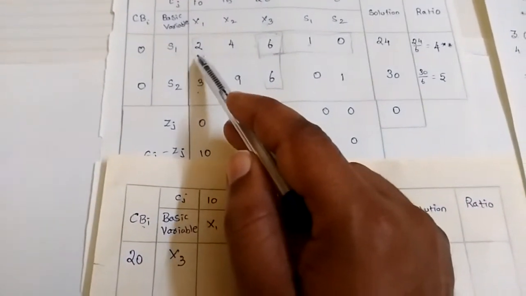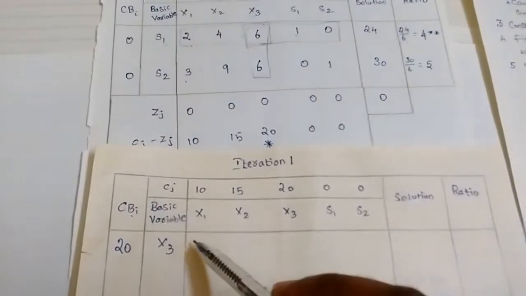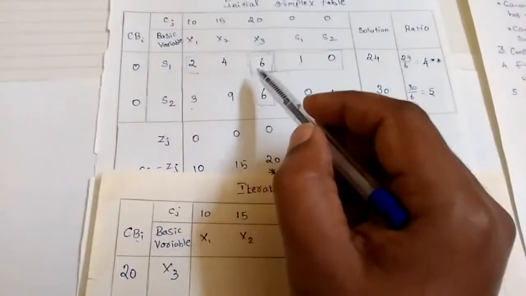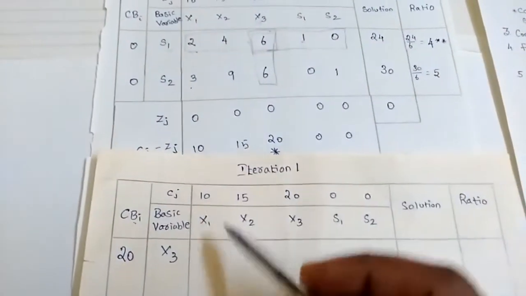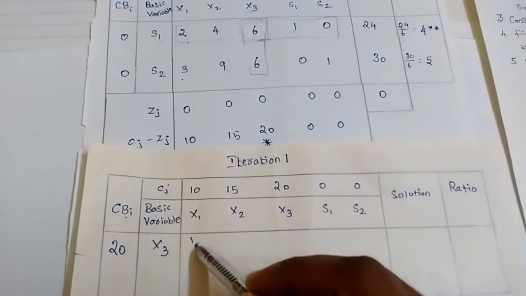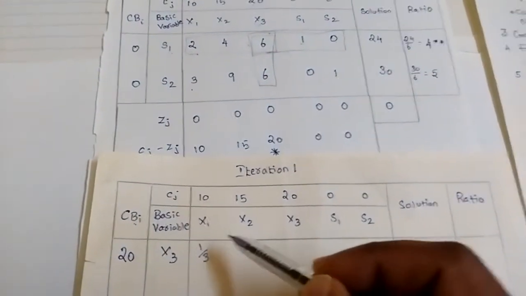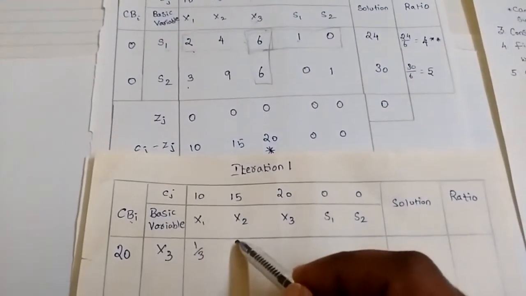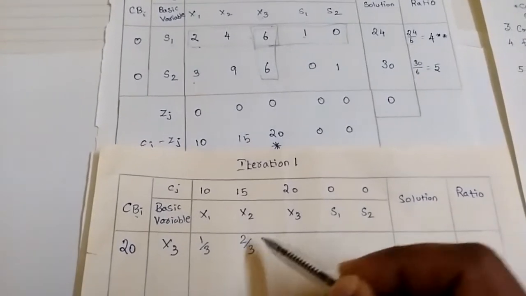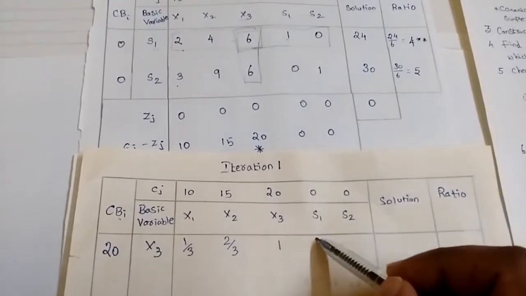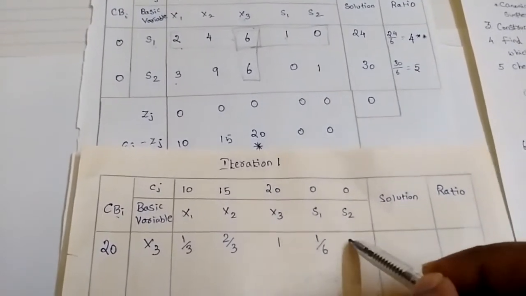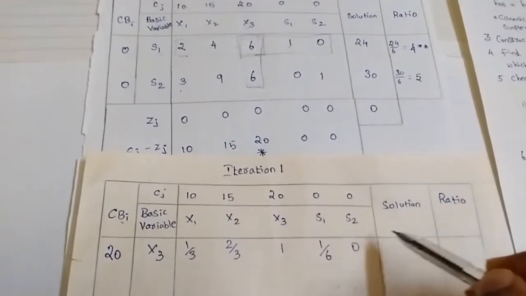This just means 2 by 6 to get the new values of this place. Divide each and every number by this key element. Okay, 2 by 6, what will come? 1 by 3. Now 4 by 6, after simplification 2 by 3. 6 by 6, 1. 1 by 6, 0 by 6, 0.